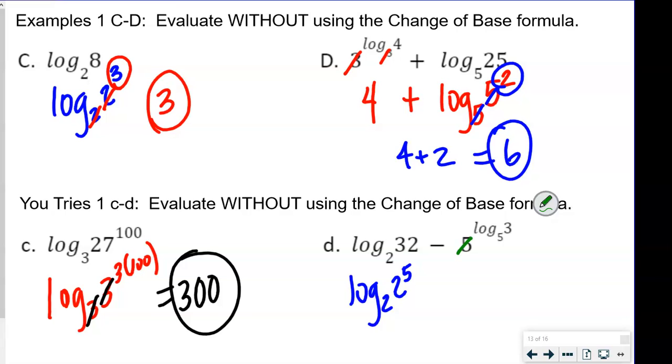And on this other one, we can actually go ahead and simplify that one, right? Because we got a base and a base that are the same. So we can actually just pull the 3. So this one, we're going to cancel out those 2. So we're going to get 5 minus 3. So this is actually equal to 2.